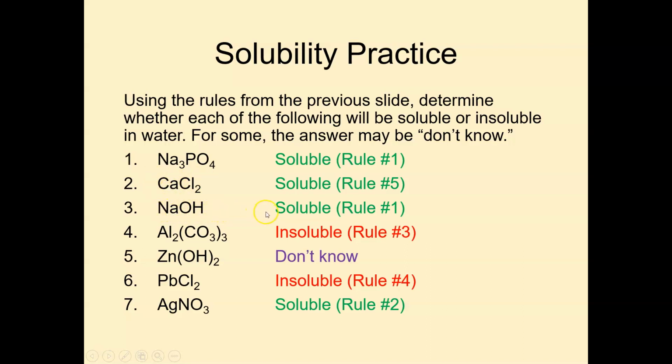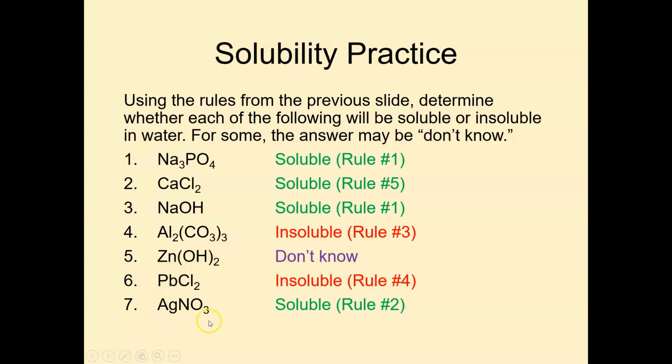Sodium hydroxide is water soluble because it has a sodium cation. Number 4, aluminum carbonate is not soluble in water. It is insoluble. Rule number 3 said carbonates are generally insoluble unless they have an ammonium or alkali metal cation. Aluminum is not ammonium or an alkali metal, therefore aluminum carbonate is insoluble. Number 5, zinc hydroxide, we don't know. I know, but you wouldn't be expected to know because none of those rules that we looked at on the previous slide address the issue of zinc or hydroxide, so we don't know.